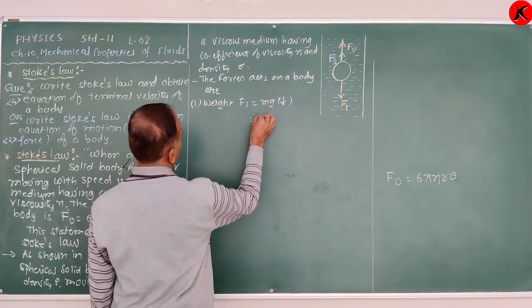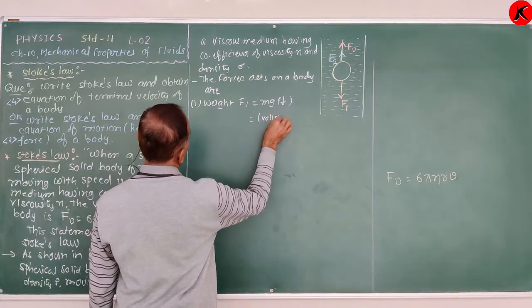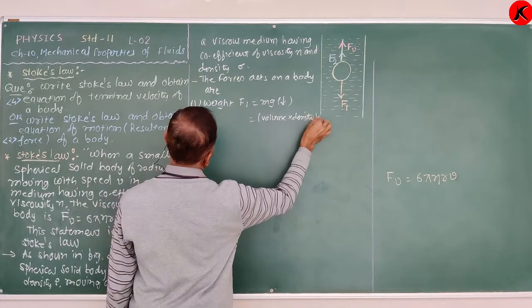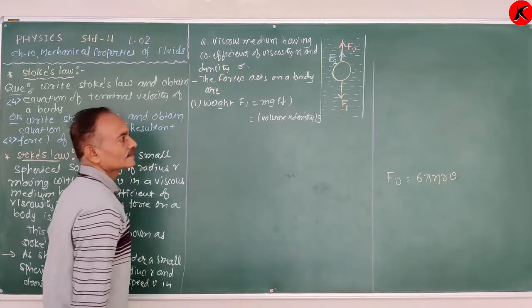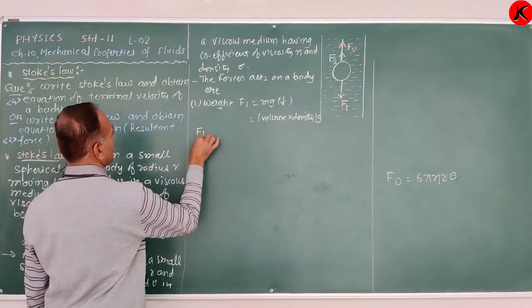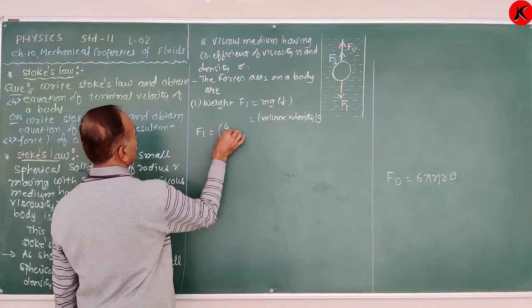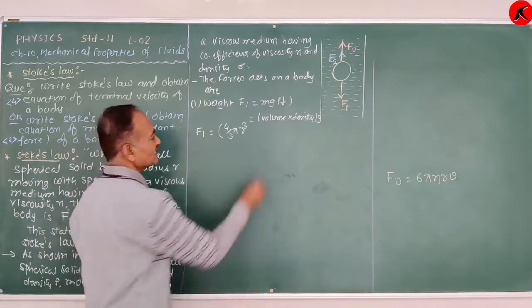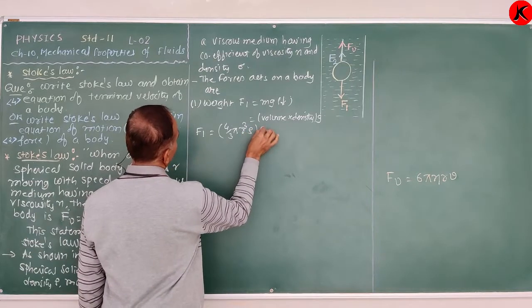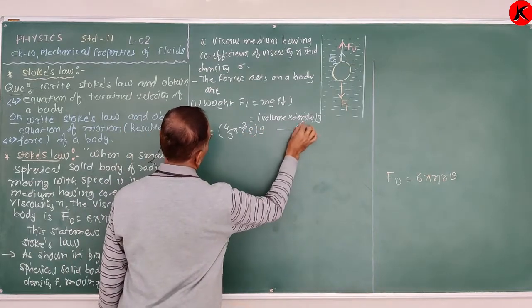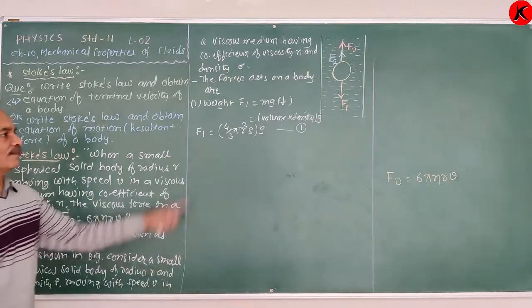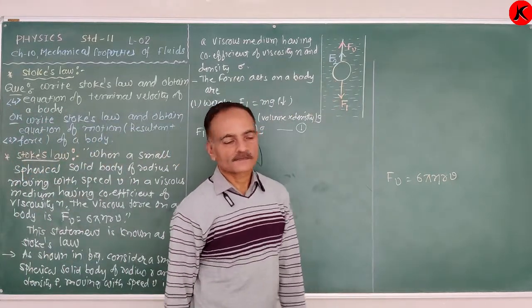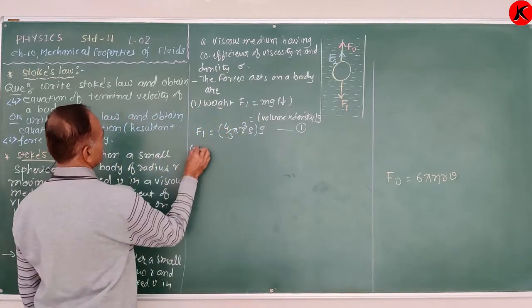Now mass is equal to volume into density, into g. Therefore F1 is equal to the volume of the body, 4 by 3 pi r cube, times density rho, into g. That is equation number 1. That is the weight of the body acting in the vertical downward direction. Now second is the buoyant force.